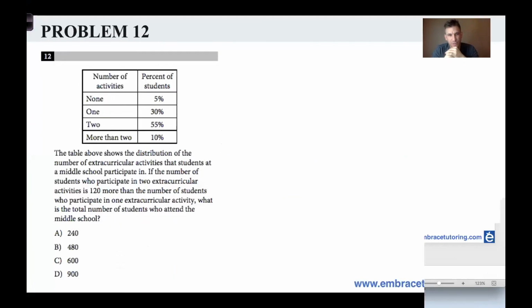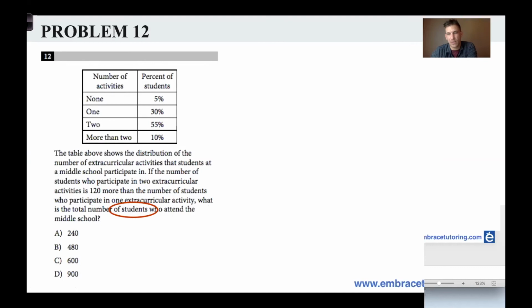For problem 12, it says the table above shows the distribution of the number of extracurricular activities that students at a middle school participate in. If the number of students who participate in 2 extracurricular activities is 120 more than the number of students who participate in 1 extracurricular activity, what is the total number of students who attend the school? So they want to know what the total number of students is.